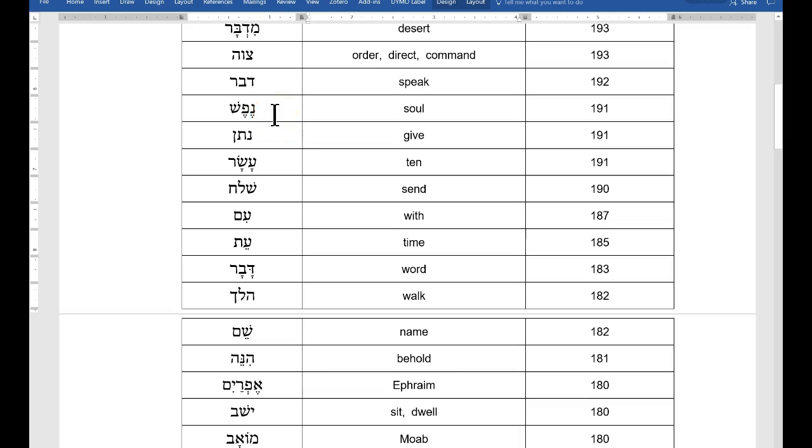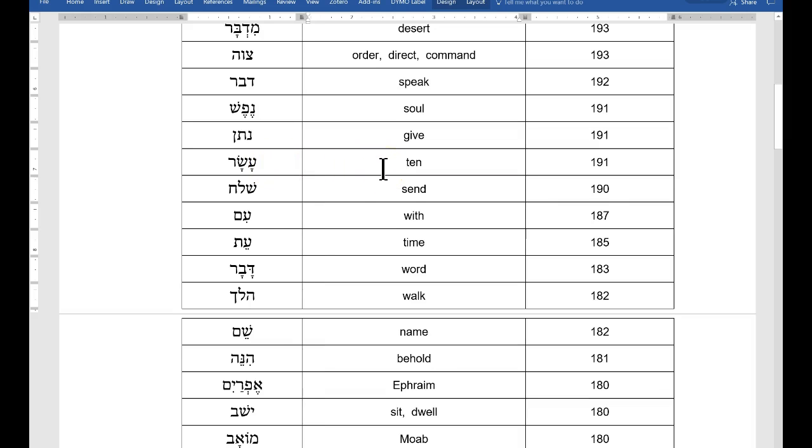Nefesh is an interesting word. Soul is the main one they give you. It can mean throat. The related word can mean appetite. Sheol has a soul, it says. So it's an interesting word. We'll have to see in context, but start off with soul. Natan is give, so Yonatan is Yahweh gives. Nathaniel is the gift of God, so Natan.